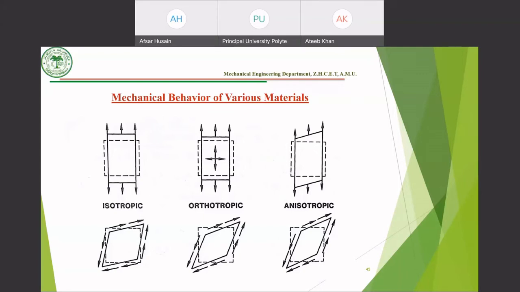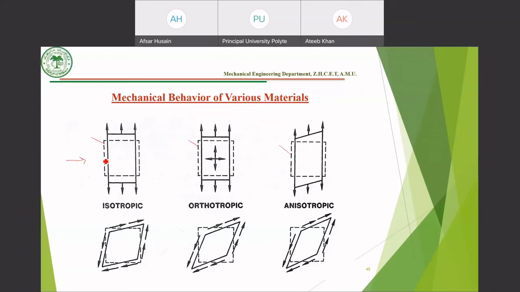Now, this figure is basically showing you the mechanical behavior of various materials. Here you can see that there is a cube of equal size or equal volume. This is a cube, this is a cube, and this is a cube of equal volume. And what we are doing is subjecting these three cubes of different materials to a normal stress in this first row.